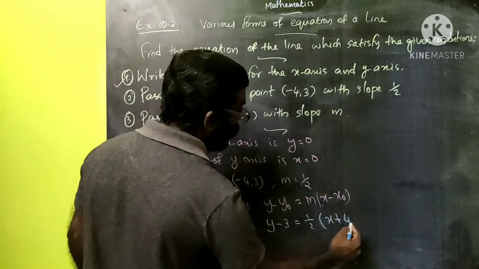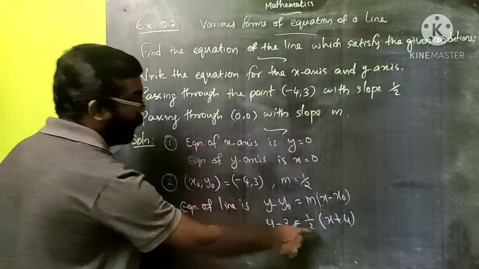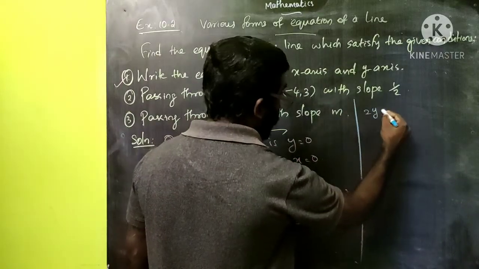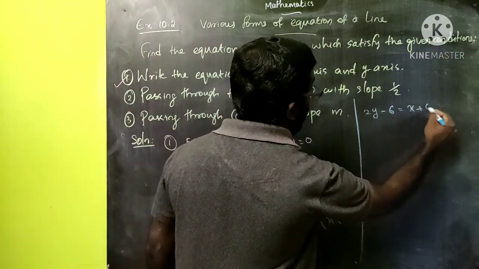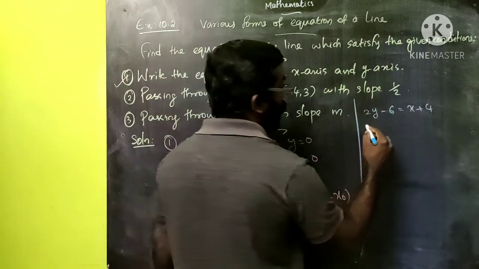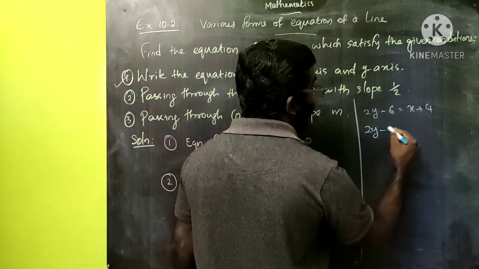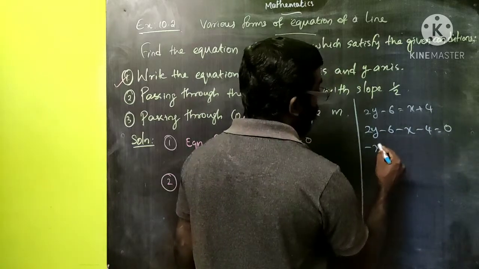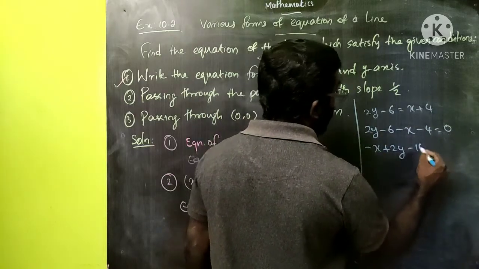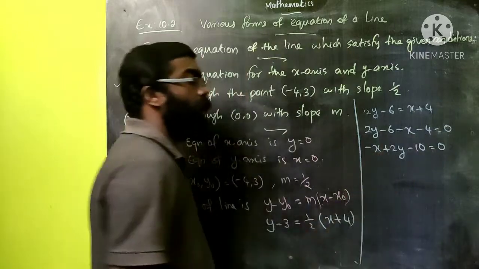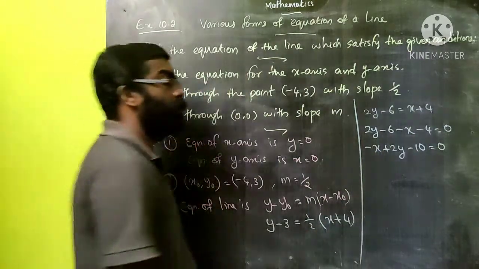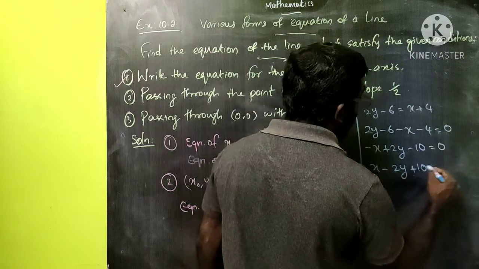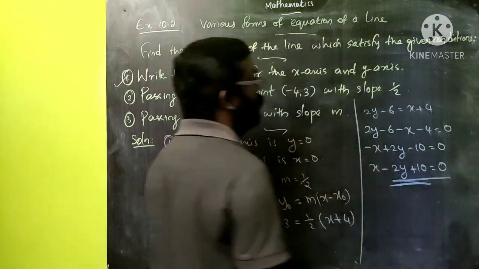So x plus 4. We can cross multiply these two. So what we get? 2y minus 6 is equal to x plus 4. Now we can rearrange the terms. 2y minus 6 minus x minus 4 is equal to 0, or minus x plus 2y minus 10 is equal to 0. We can multiply the whole equation by minus 1, so it becomes x minus 2y plus 10 is equal to 0.